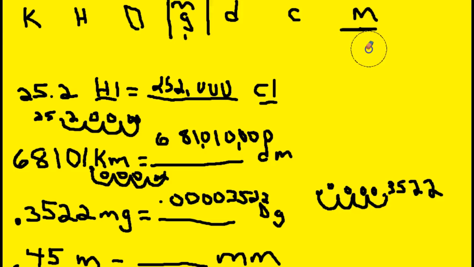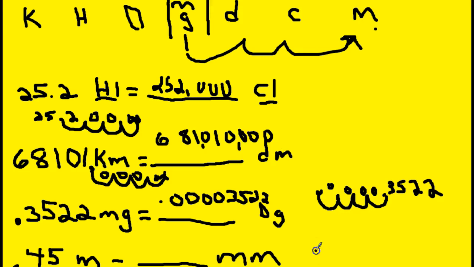Last one. We've got 0.45 meters. So 0.45 meters, that's right here. We want to go to millimeters. So we go 1, 2, 3 to the right. Add a 0 here. So 1, 2, 3, that's 450 millimeters.